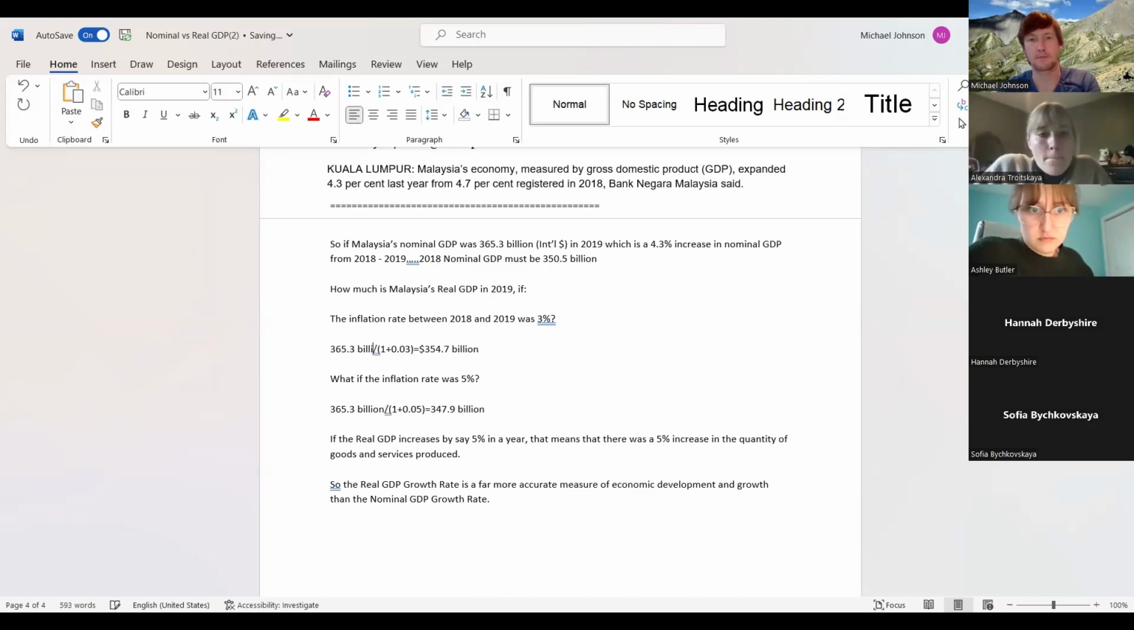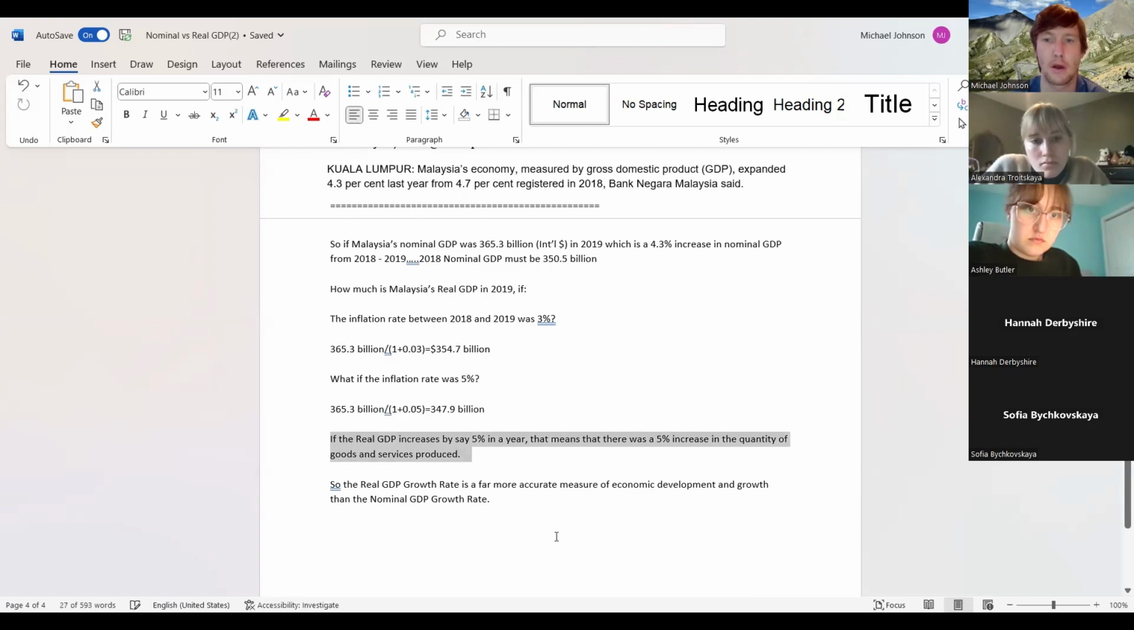That's how you calculate real GDP. And then if the real GDP increases by, say, 5% in a year, that means that there was a 5% increase in the quantity of goods and services produced. So that's just getting rid of the price impact. It's all based on the amount of stuff we have, basically. It's not based on the prices going up, which is very important because price increases are kind of imaginary, to be honest. If you say the economy is growing and it's just because of price increases, it's basically imaginary growth.